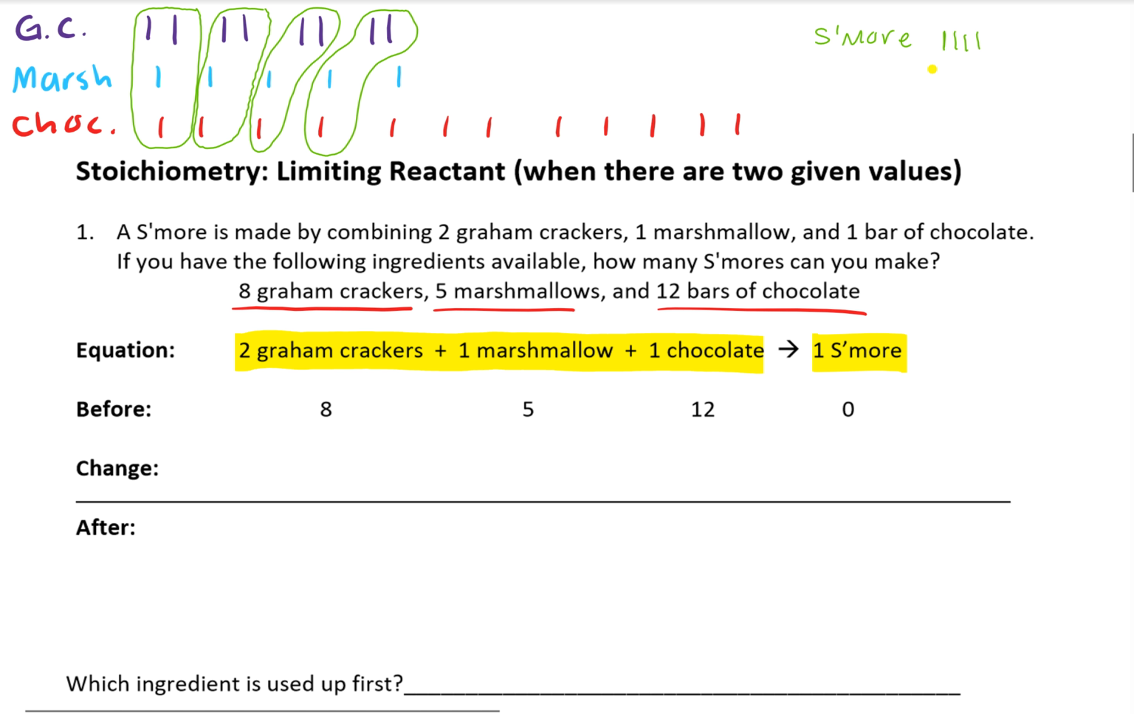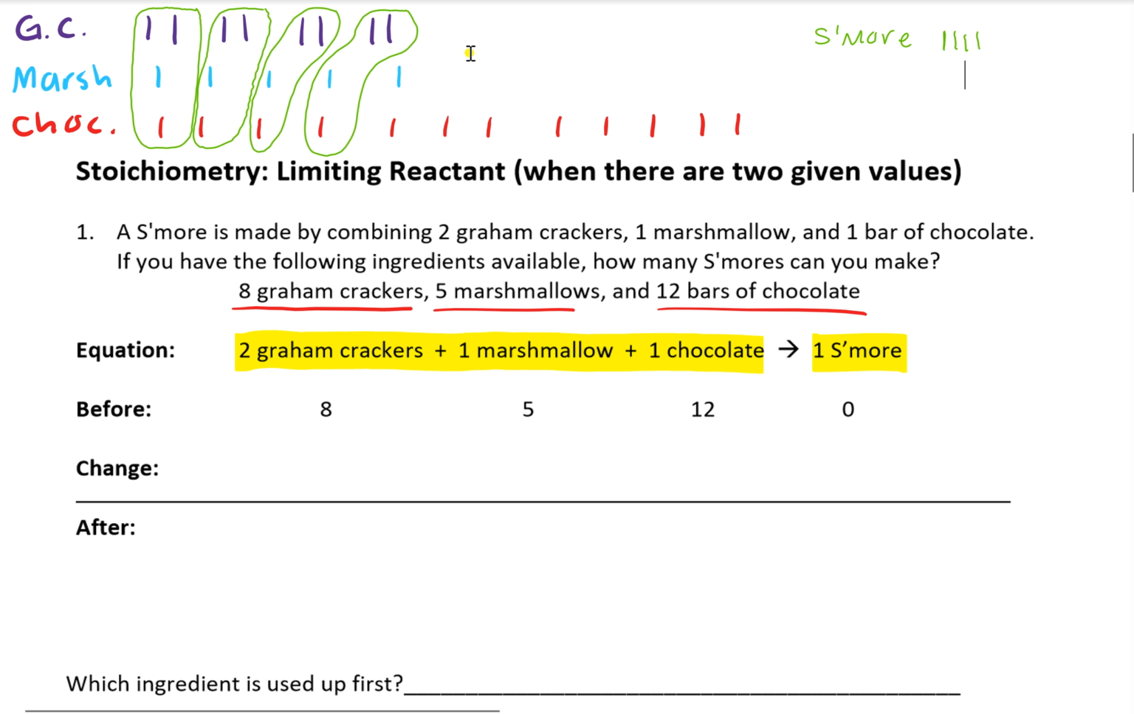Repeat. I can't repeat this. I've run out of graham crackers. I have no more graham crackers in my pantry. So the reaction, the production of s'mores, has to stop here.